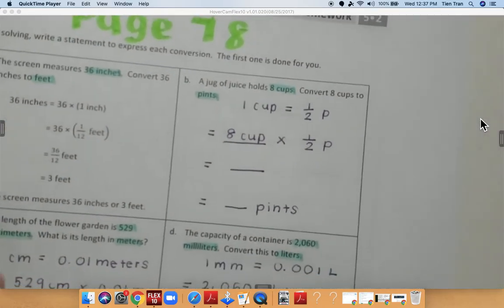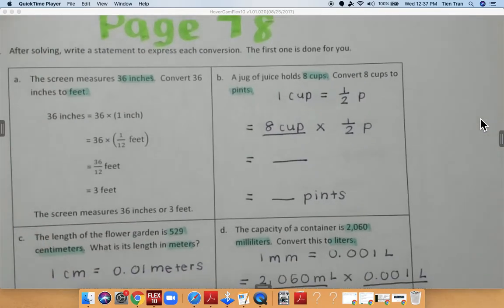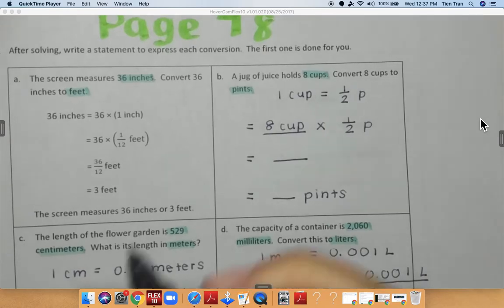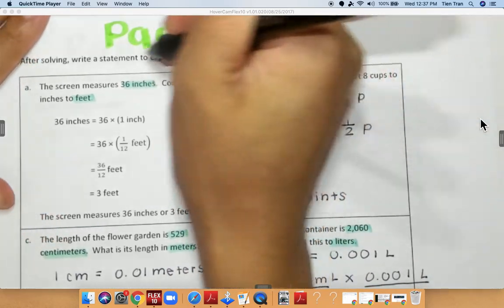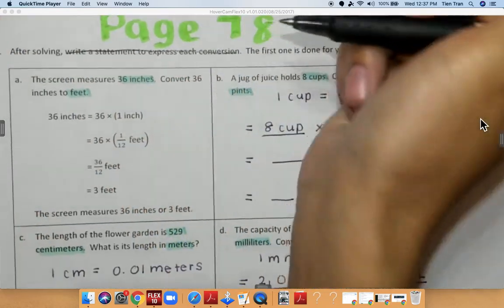Now, we're going to turn to the next page. We are on page 78. Make sure you're turning to the correct page. And now this one is asking you to make sure that you express each conversion. You don't need to write a statement. I want you to focus on the conversion.